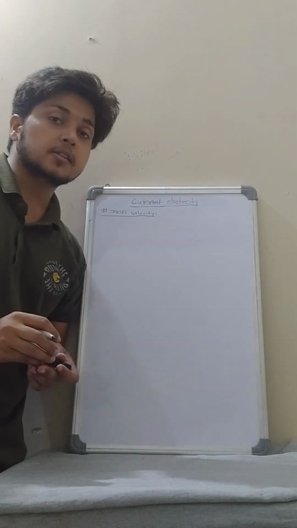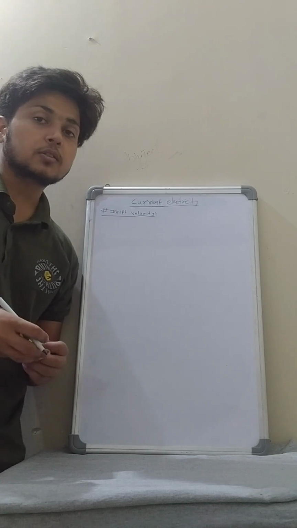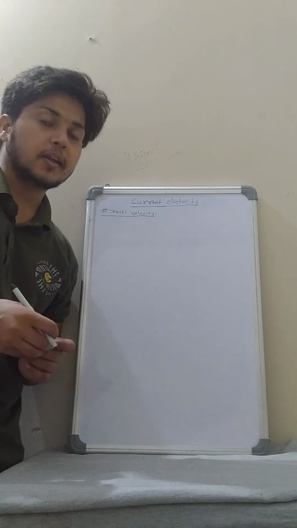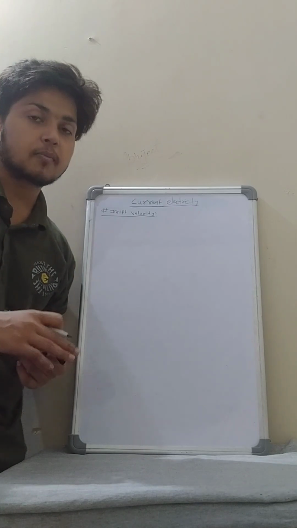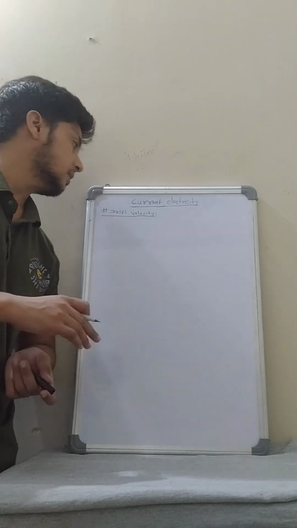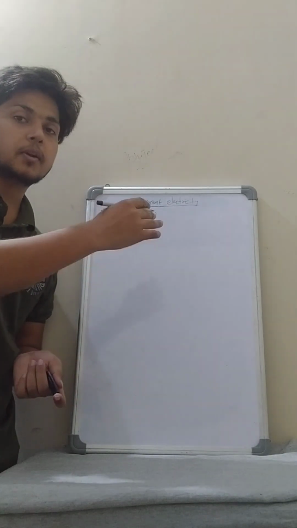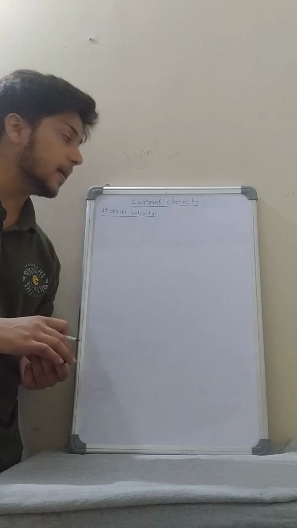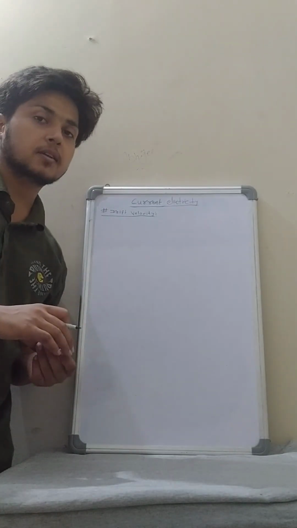Firstly, you should know what drift velocity is. It is the velocity of electrons after applying potential difference. Its direction is opposite to the electric field, or you can say its direction is opposite to the current direction.